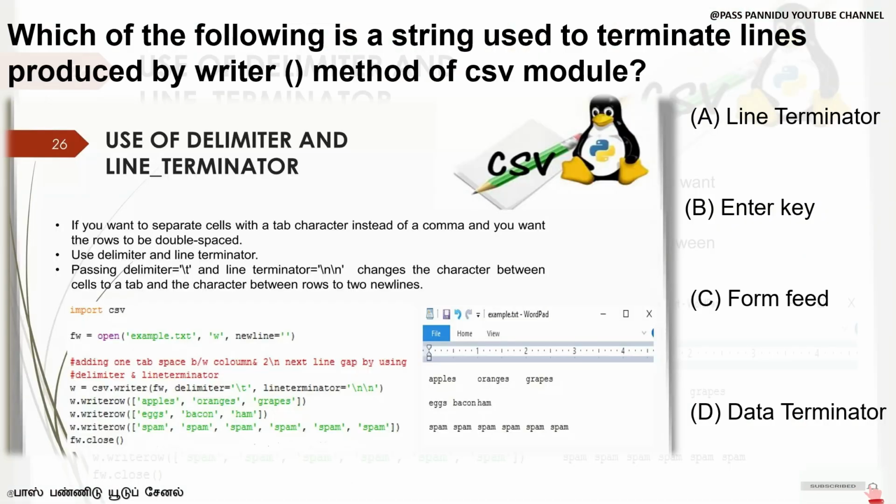Which of the following is a string used to terminate lines produced by the writer method of the CSV module? A. Line terminator. B. Enter key. C. Form feed. D. Data terminator. Answer: A. Line terminator.